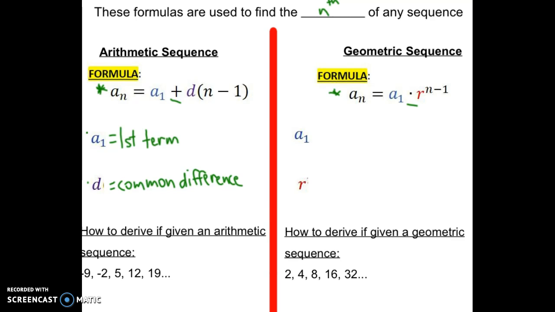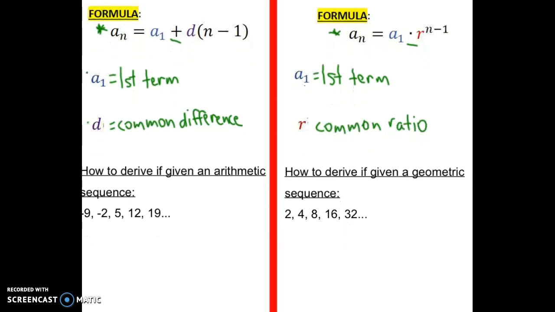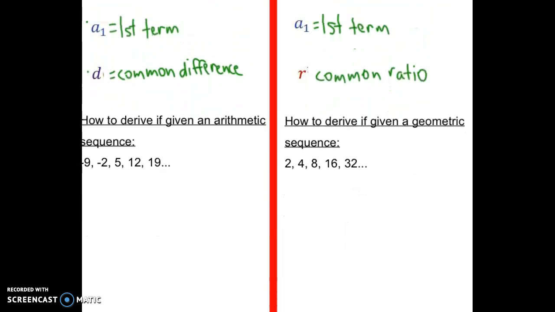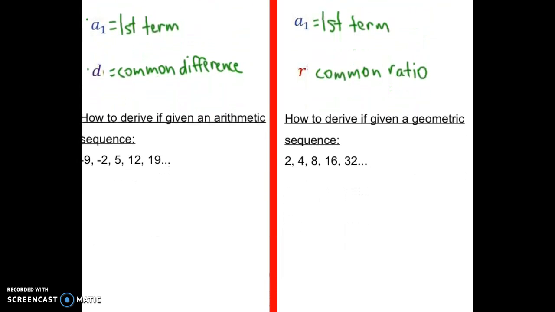Now, same thing for geometric over here. A sub 1 is still the first term listed, but r, instead of common difference, is common ratio. So far, so good, I hope. That's it. Those are the only two things that will change in all of these explicit formulas. Now, let's scroll down to continue this objective.